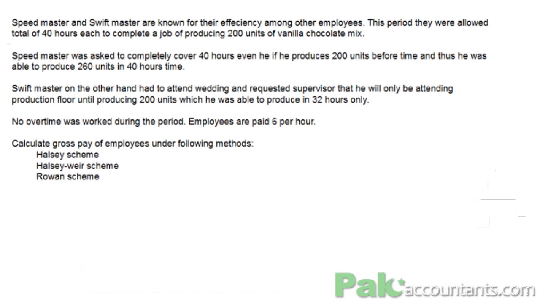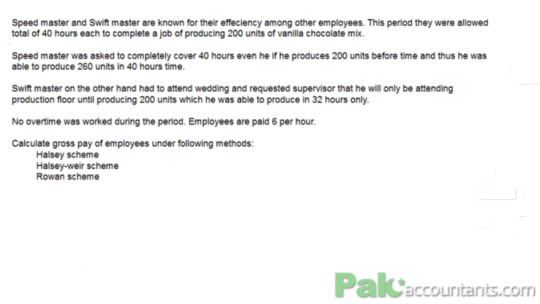Speedmaster worked for a total of 40 hours and was able to produce more than the required number of units, that is 260 units. Whereas Swiftmaster only produced the required number of units, and he was able to finish the work in much less time, by 8 hours. He finished before the 40 hours were complete. Now, the question in the exam can come in both of these fashions.